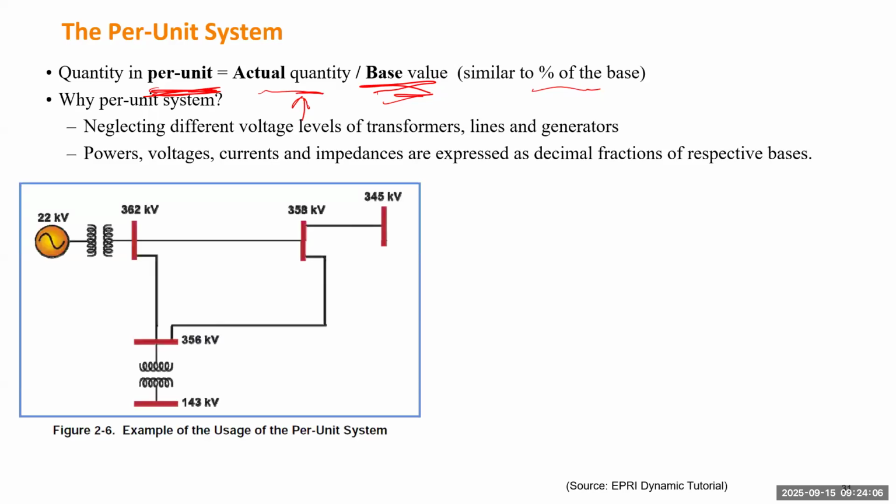Let me give you one example. Let's say this is a simple power system with one generator operated at 22 kV, using a step-up transformer. I want to deliver the electricity to a 345 kV system.